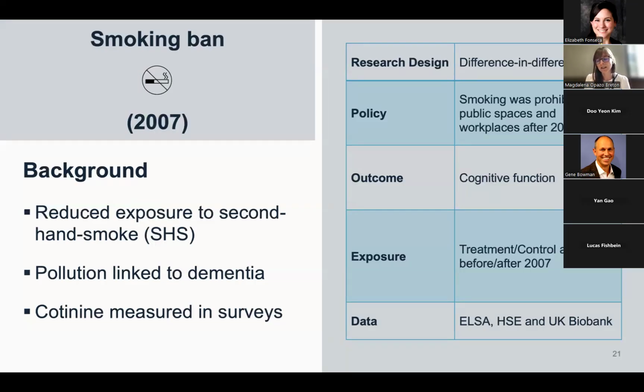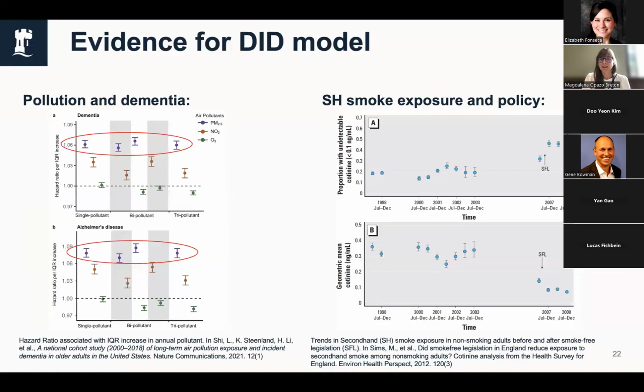The data in this case: there's the English Longitudinal Study of Ageing, the Health Survey for England, which has cotinine levels, and the UK Biobank also measures exposure to pollution. What evidence do I have for this model? There's evidence that pollution, and in particular PM2.5, which is also the pollutant associated with secondhand smoke exposure, is related to a high risk of dementia, as mentioned in this study.